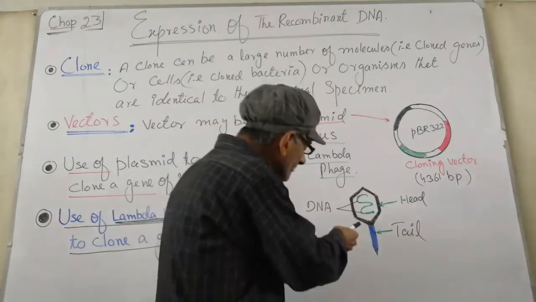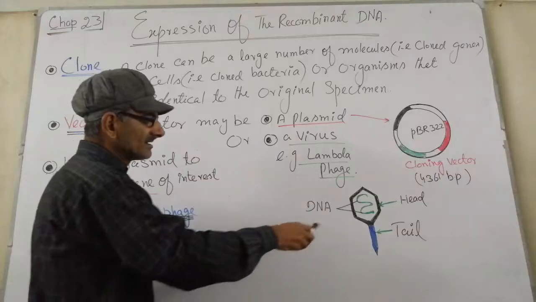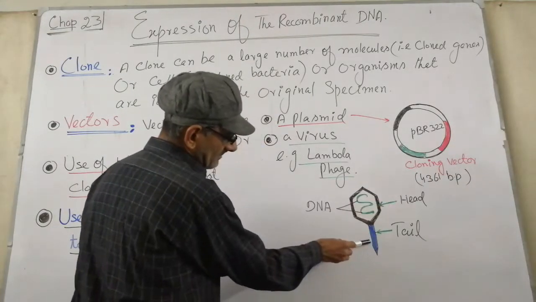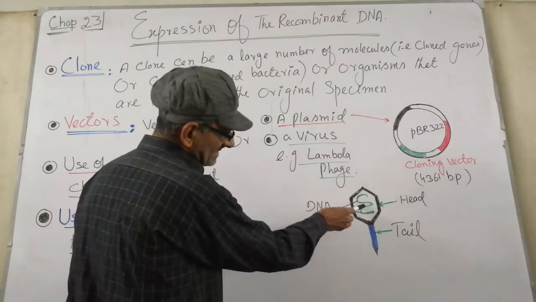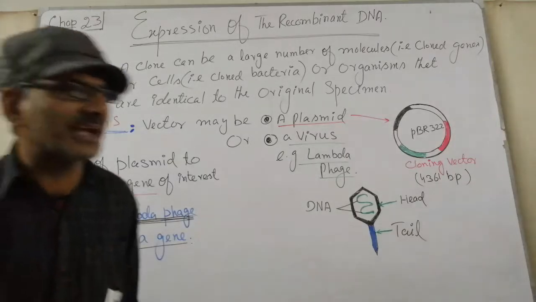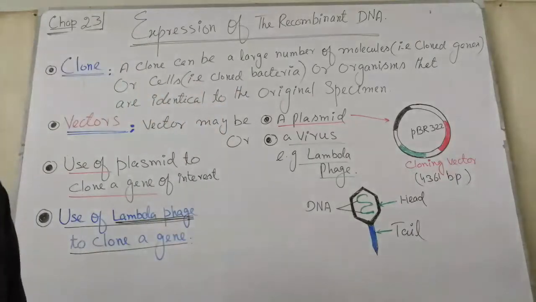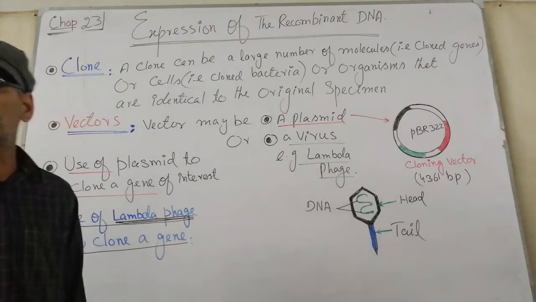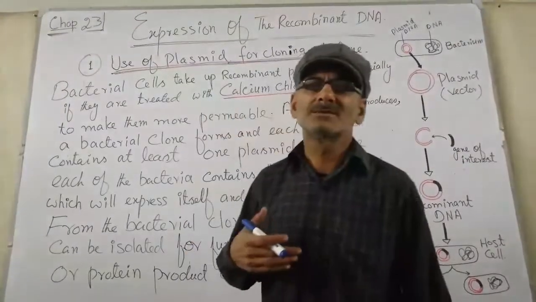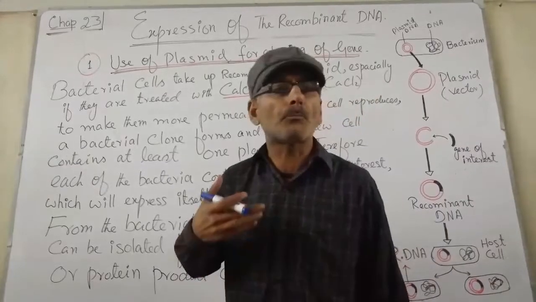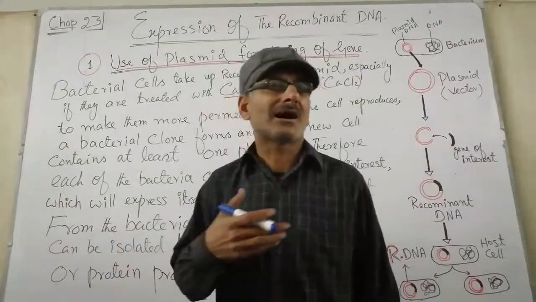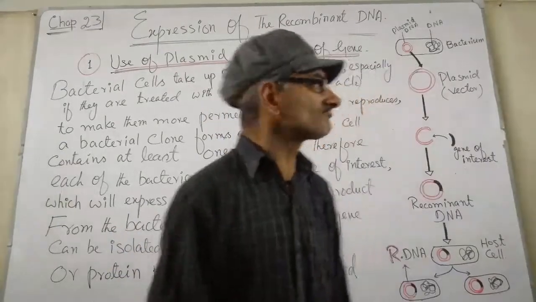And so, this is the lambda phage. This is the head of the lambda phage, and this is the tail of the lambda phage, and this is the genome or DNA of the lambda phage. The DNA of the lambda phage can be used as a vector in which gene of interest is inserted. Now we will discuss how plasmid is used for cloning of a gene of interest.